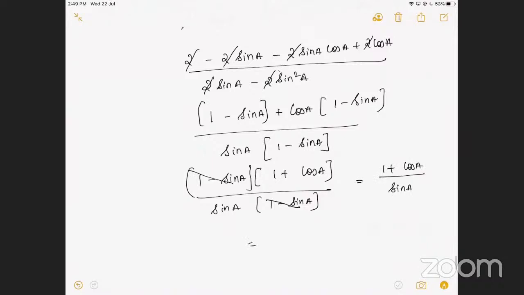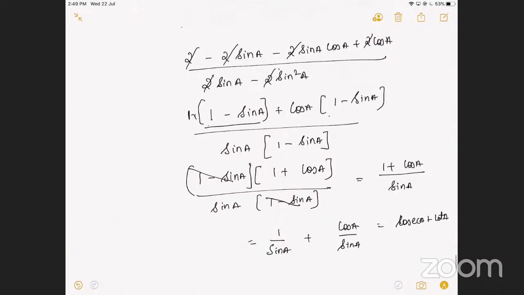So now if you open up this denominator, it will be 1 by sine A plus cos A upon sine A, which is cosec A plus cot A. How did you get 1 plus cos A after cos A bracket 1 minus sin A? If this is 1, suppose it is multiplied, I have taken 1 minus sin A common. Oh, okay. So I'm left with 1 plus cos A. So it is cosec A plus cot A.